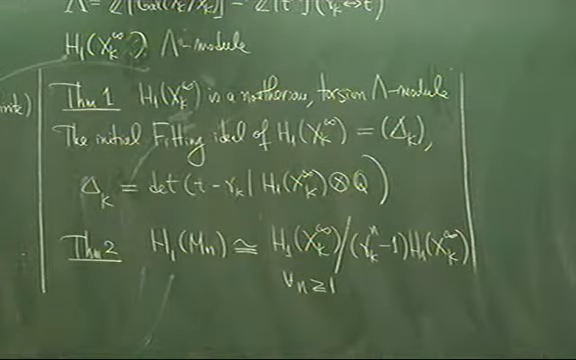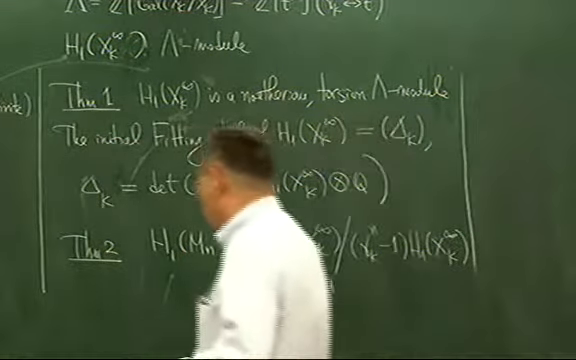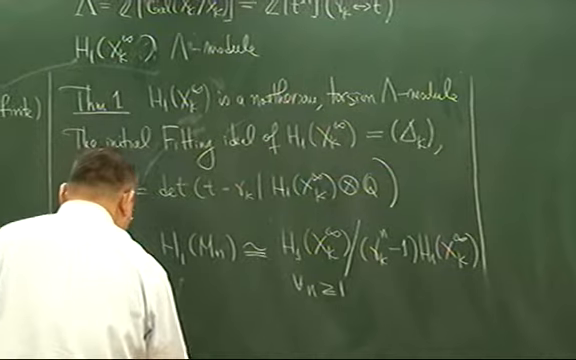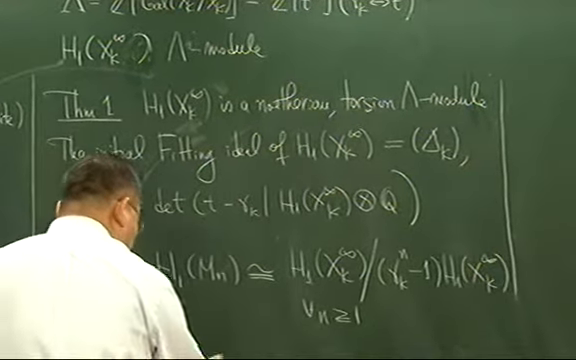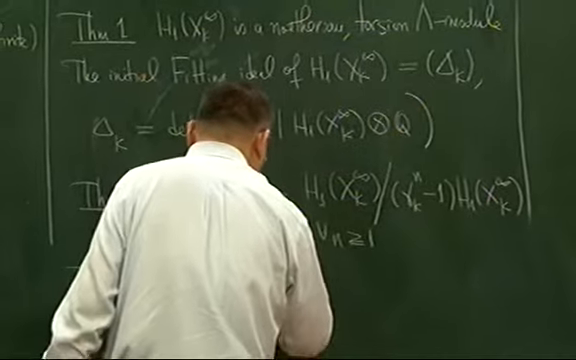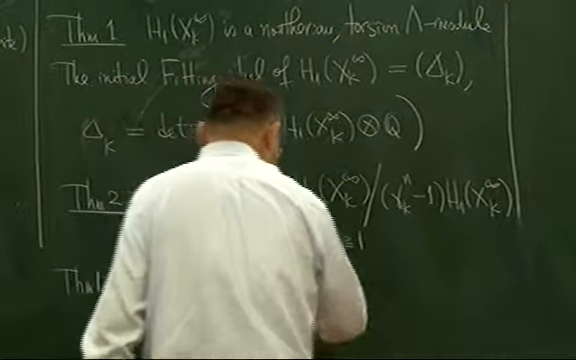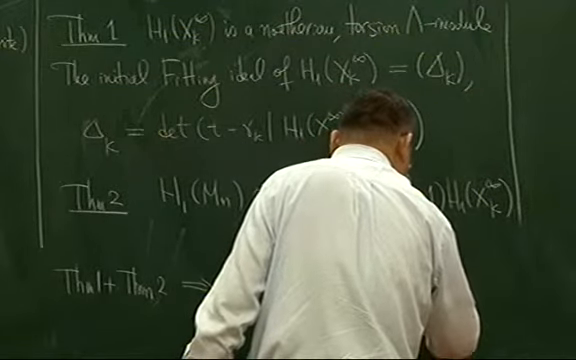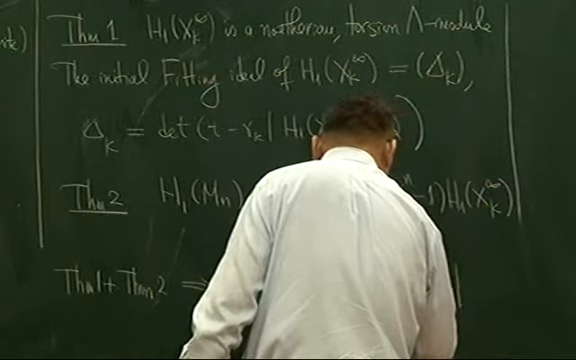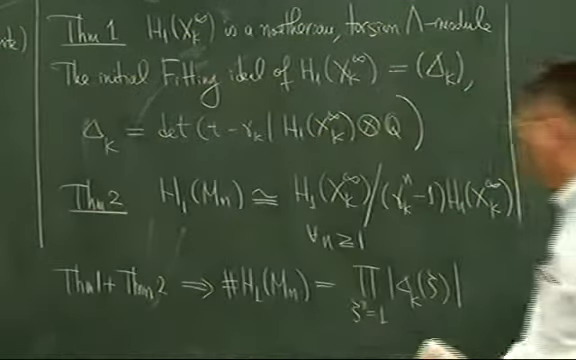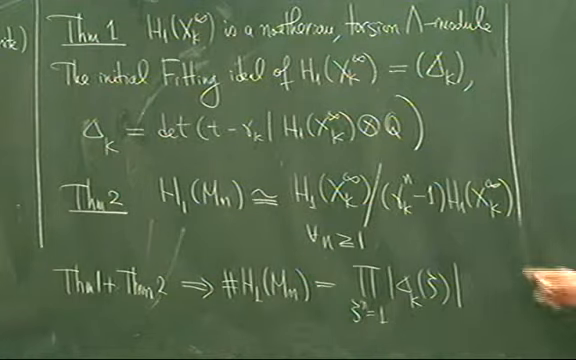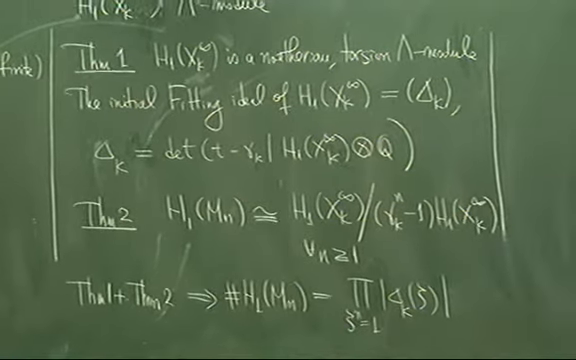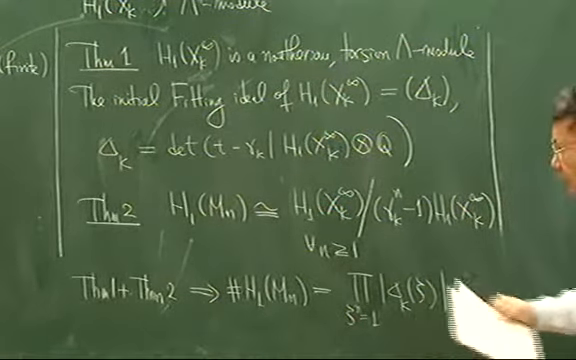Okay. So by Theorem 1 and Theorem 2, we have the formula for the order of the homology of the branched cover, which is given by the product of the absolute values of the Alexander polynomial evaluated at zeta, the n-th roots of unity. This is just algebra, a simple algebra using the resultant formula.